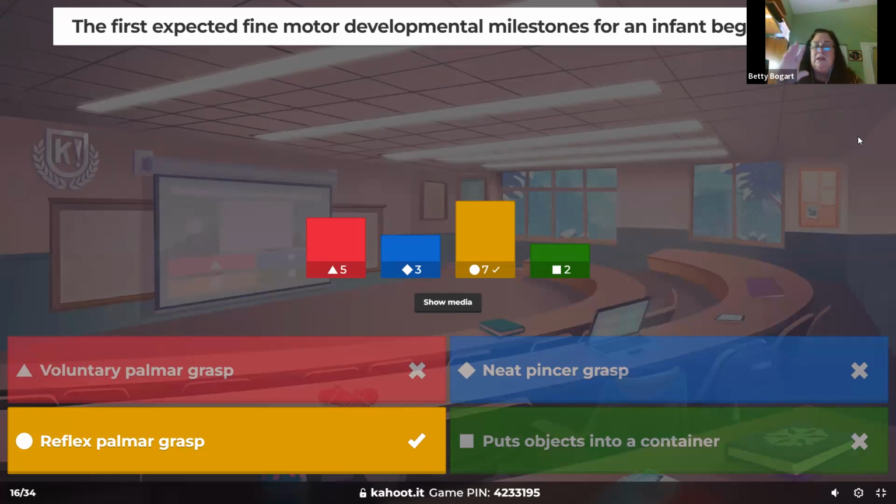And then it goes into this pincer grasp, but it's crude at first, like a smush of Cheerios in the mouth in the high chair. Then it goes into a neat little pincer grasp. Then it goes into putting objects into a container about 11 months old. And then at 12 months should be a block, 2 blocks like that. That is part of expected fine motor development. Remember, fine is fingers.